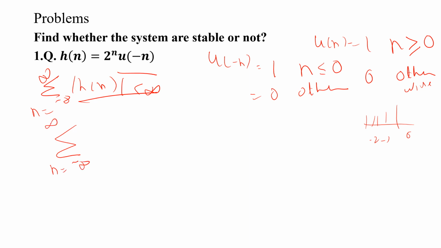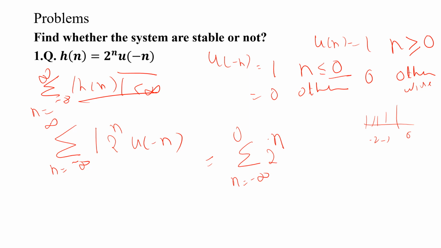Okay, so it is the sum of mod of 2 to the n u of minus n. U of minus n varies for n less than 0, meaning minus infinity to 0. So it is equal to the sum from n equals minus infinity to 0 of 2 to the power n, since u of minus n is 1 for this range. In the other case it is 0.